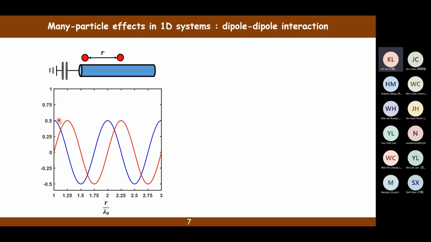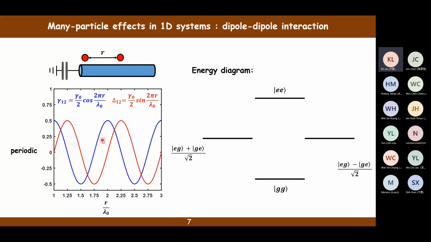For example, as shown in this blue curve, it's the mutual decay rate, and this effect will also introduce another quantity called the collective energy shift, or collective Lamb shift, represented by the red curve here. And as I mentioned, this kind of system has a standing wave profile, so it must have long-range periodic behavior. The best way to understand how these two quantities influence the two qubits is to use the energy diagram here.